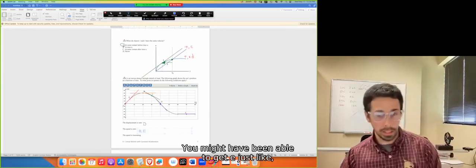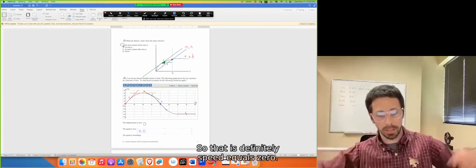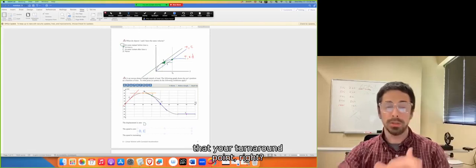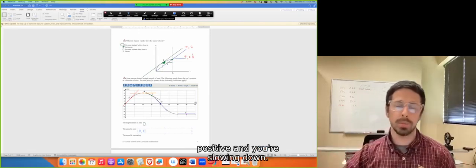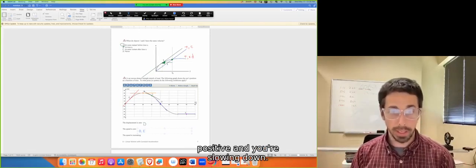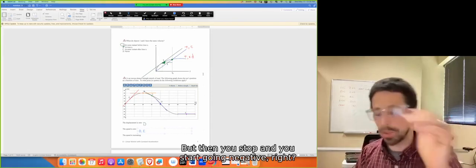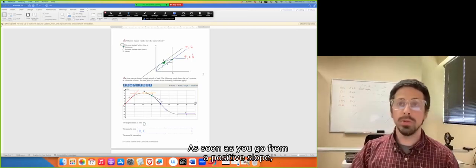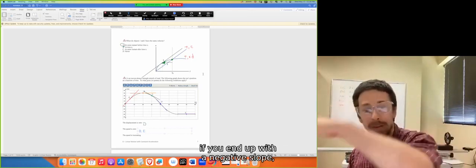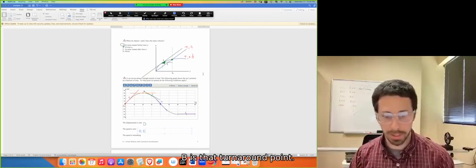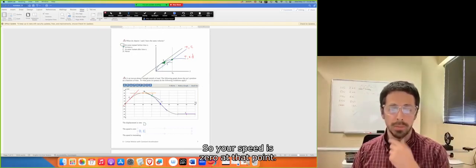You might have been able to get E just by saying you're at rest, so that is definitely speed equals 0. B, maybe that caught you off guard. That's your turnaround point. Initially, you're going positive and you're slowing down. It's curving down, positive, slowing down. But then you stop and you start going negative. As soon as you go from a positive slope to a negative slope, you have to hit 0. B is that turnaround point, so your speed is 0 at that point.